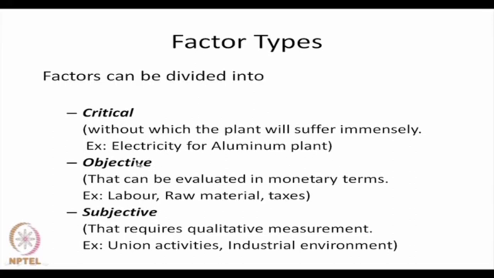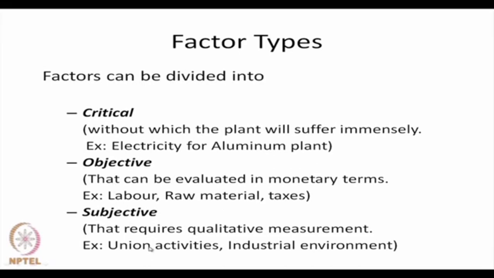Then there are factors that can be evaluated in monetary terms easily. For example, labor, raw material, taxes, power, and things like that. They can be evaluated in monetary terms. And subjective factors are those that are difficult to evaluate in monetary terms, and therefore they are measured qualitatively, such as union activities, how strong the union activities are, and the industrial environment, whether it is conducive, whether there are many other industries already existing, and so forth.